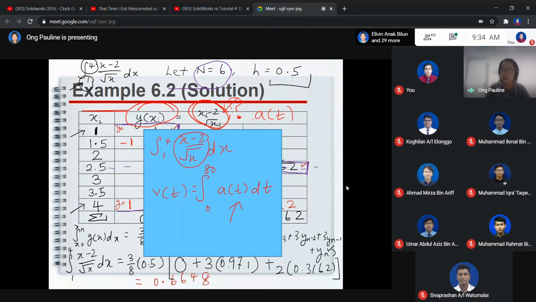So, yang you letak di sini merupakan 80 dan nilai yang perlu masukkan di sini merupakan nilai acceleration dia pada time instances yang berlainan.